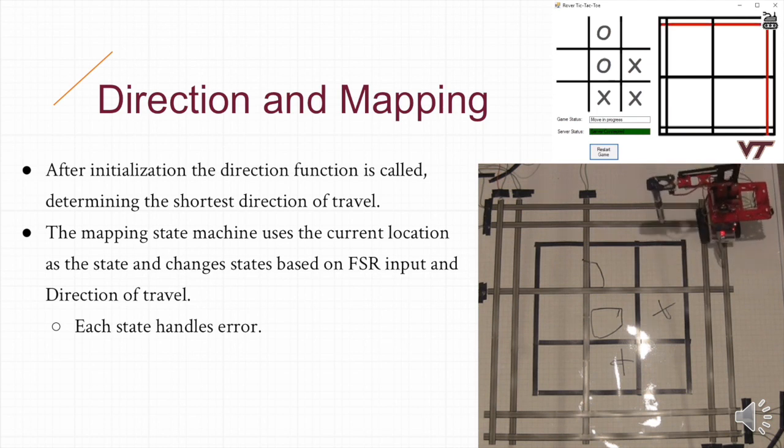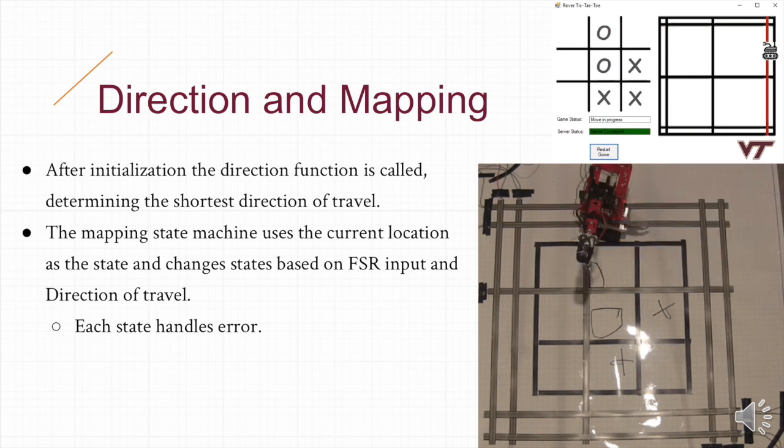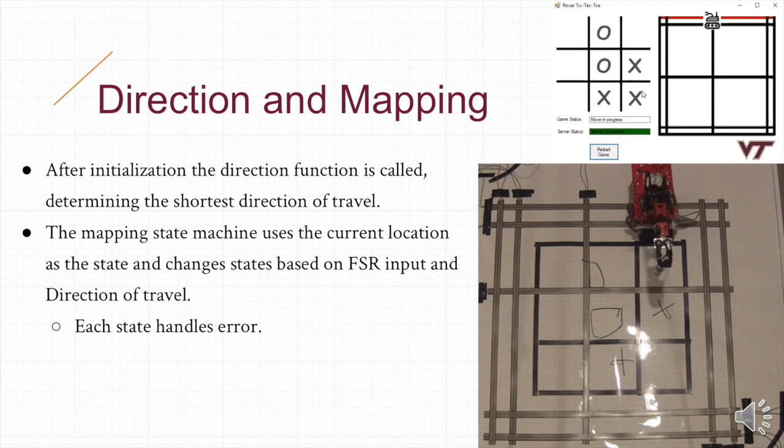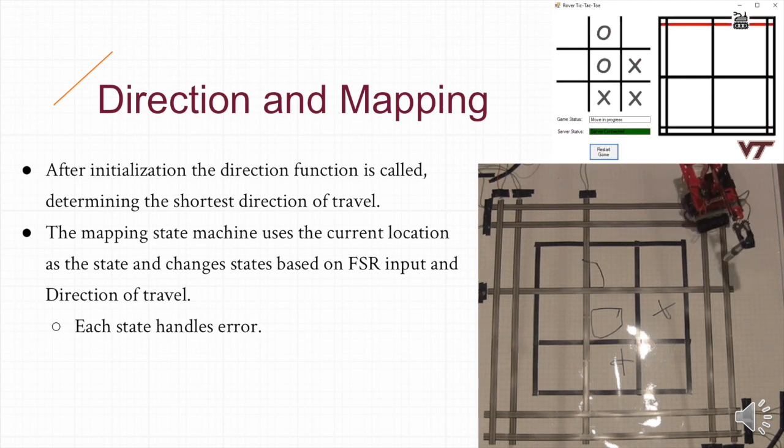The direction function uses the current location and the next square to navigate towards to determine the optimal direction of travel. When this function outputs a direction, the mapping state machine can then send commands to the motors to correct for errors that are detected on the FSRs, and when this function outputs a stop command, it allows the command function to know when to send a draw command.